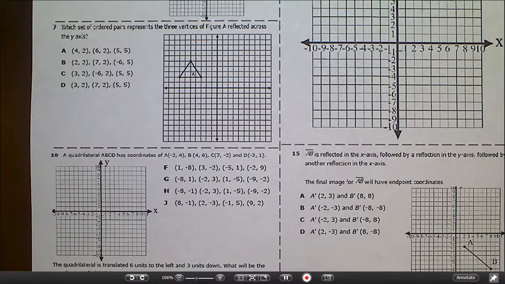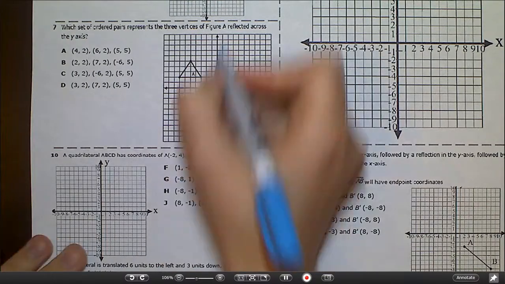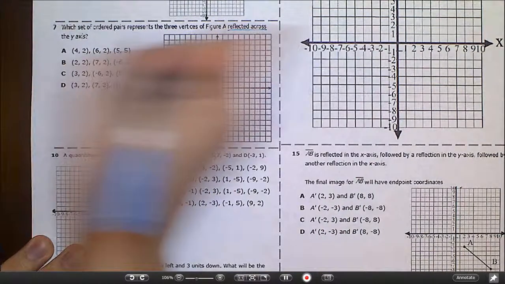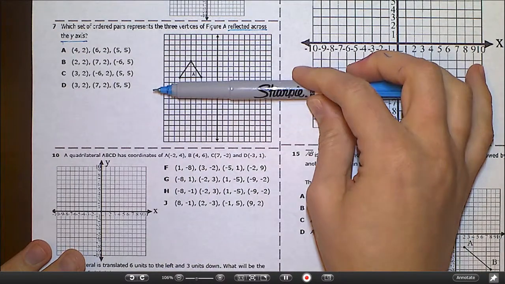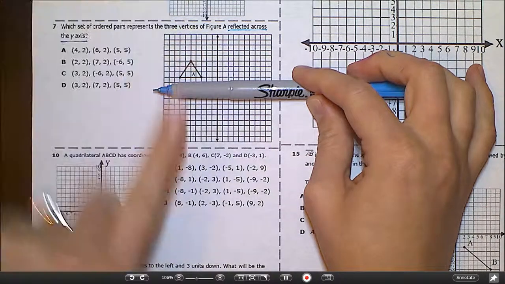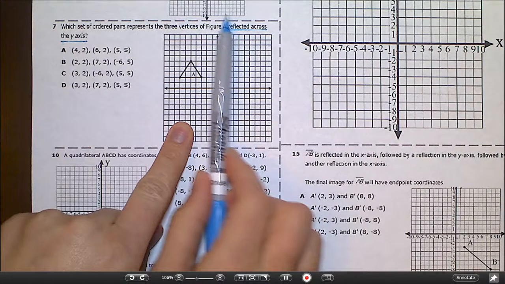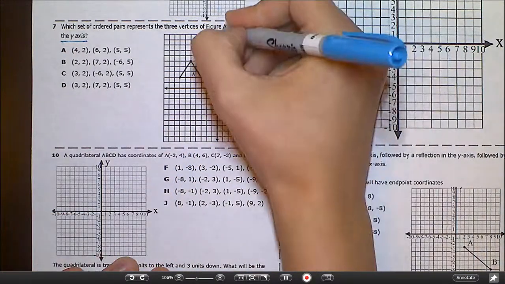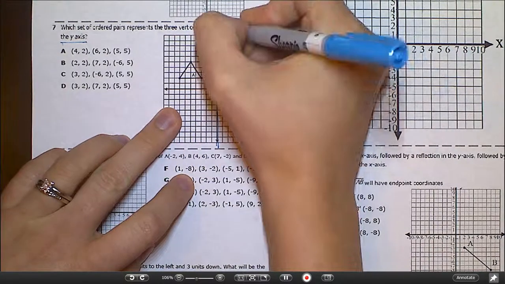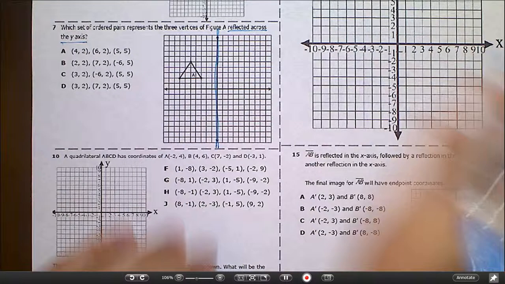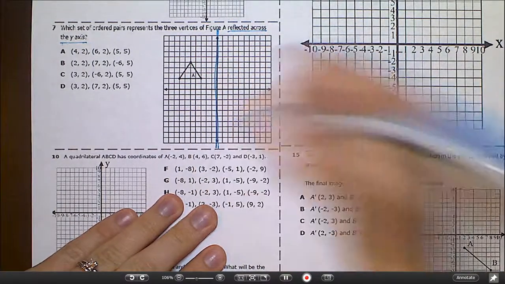Now that you have stamps for number 4 and number 5, let's look at number 7 together. Which set of ordered pairs represents the 3 vertices of figure A reflected across the y-axis? So reflected across the y-axis. If we were going to reflect across the x-axis, that would be right here. And our figure would end up flipped over here. But we're reflecting across the y-axis. So first, let's go through and really make a noticeable line here to show that that's our reflection line. That's where our mirror is.